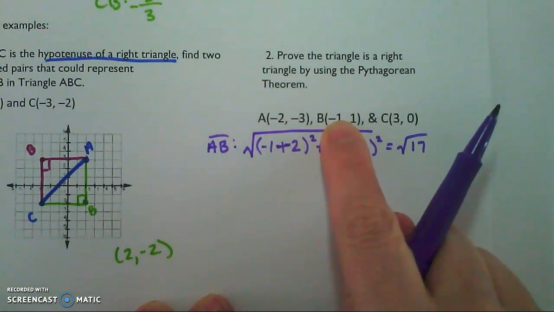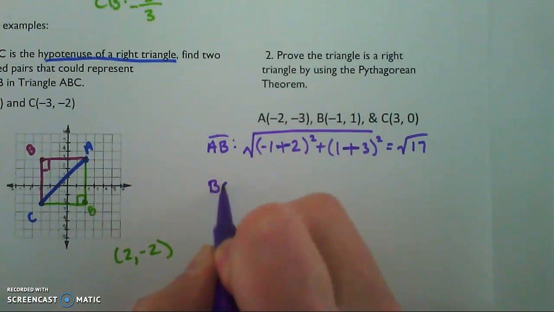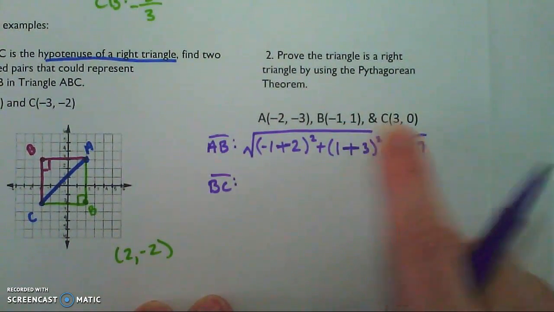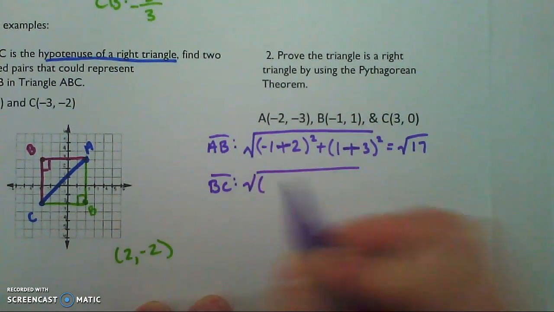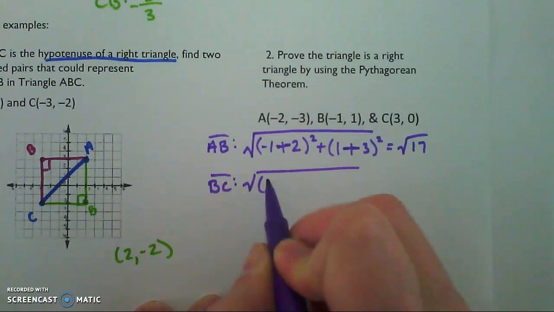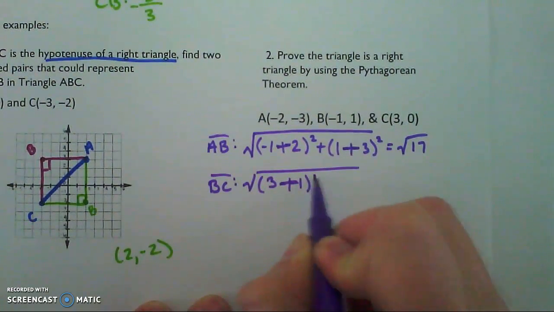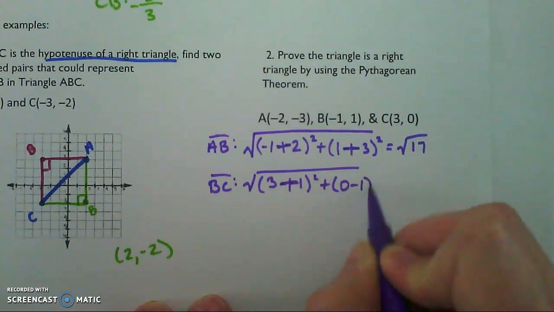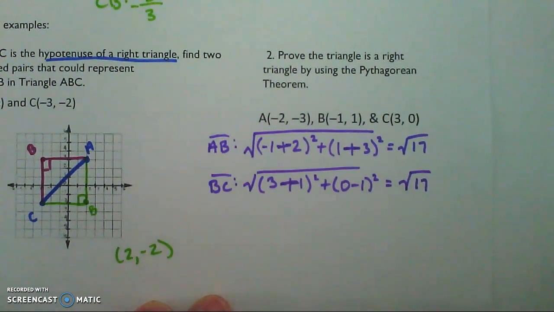Now let's just go ahead and find the length of side BC. So BC, we'll use these as our x1, y1, these as our x2, y2. If you have them switched, it doesn't make a difference. Okay, so for BC, we're going to say 3 minus -1, which is going to be plus 1. And then 0 minus 1 squared. That's going to come out to also be the square root of 17.